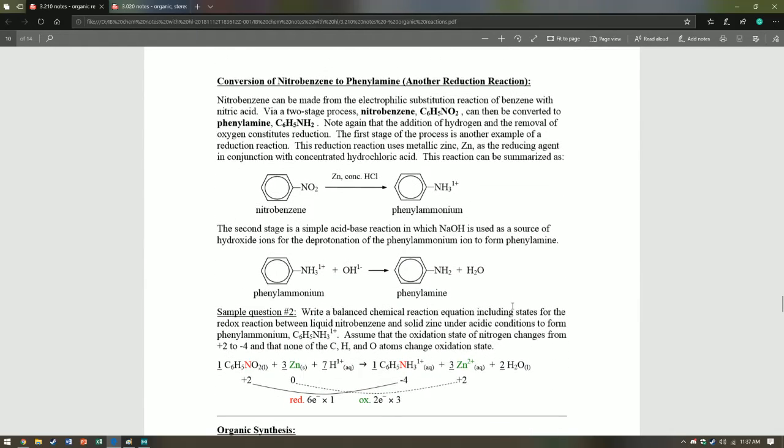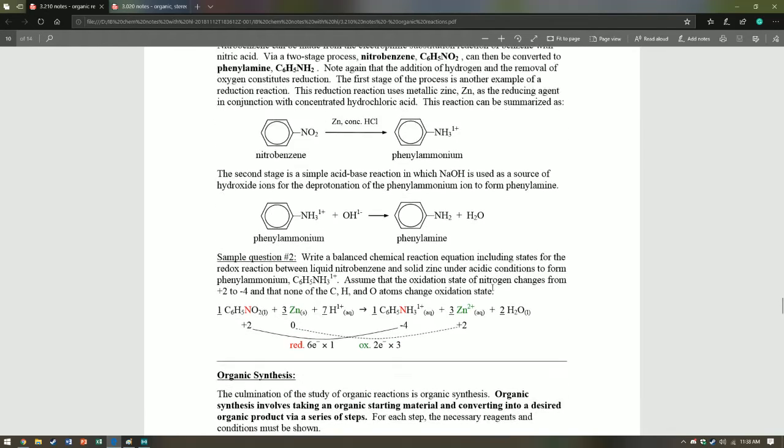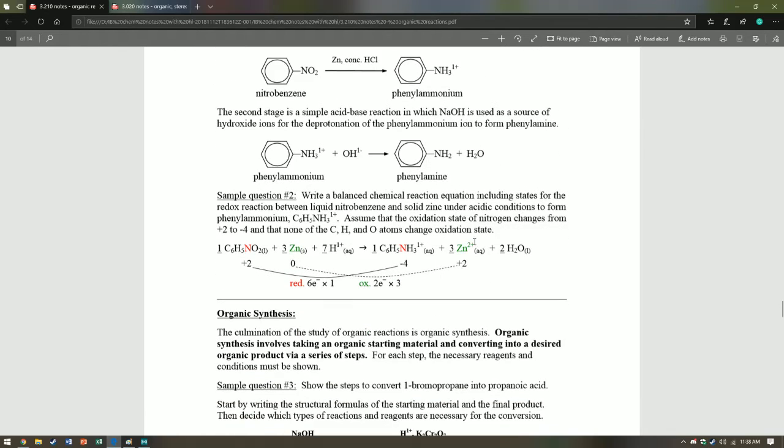Lastly, we go back to visiting nitrobenzene. Once you have nitrobenzene, you can convert it into phenylamine, which is another reduction reaction, via two steps. The first step involves zinc and concentrated hydrochloric acid to form the phenylammonium ion, and then you can use a simple acid-base reaction with NaOH to form phenylamine and water. Since this is an acid, this is a base, and you get a salt. Well, technically, it's not really a salt, but you get water formed as a result of it.